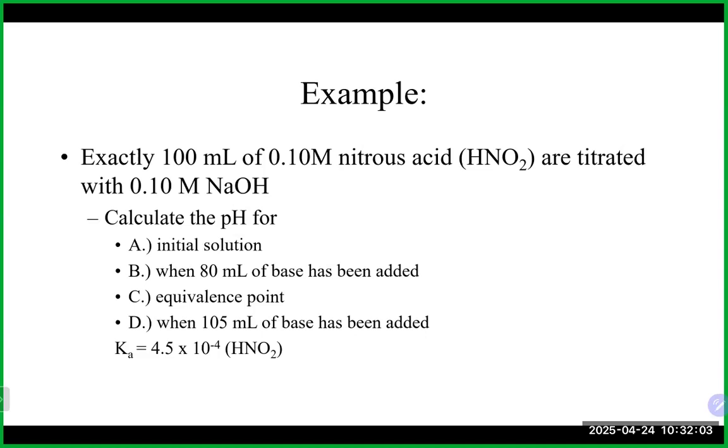All right, so give it a go. We got 100 milliliters of 0.1 molar nitrous acid titrated with 0.1 molar sodium hydroxide. We're looking for 4 pHs here. What's the pH of the initial solution? What is it after we add 80 milliliters of base? What is it at the equivalence point? And then what is it after we add 105 milliliters of the base? The Ka there for nitrous acid, 4.5 times 10 to the minus 4. So give it a go, work it out. And we'll start talking about it in a while here.